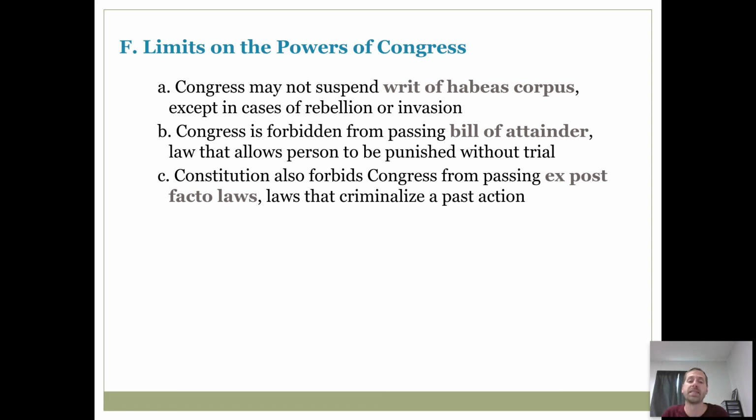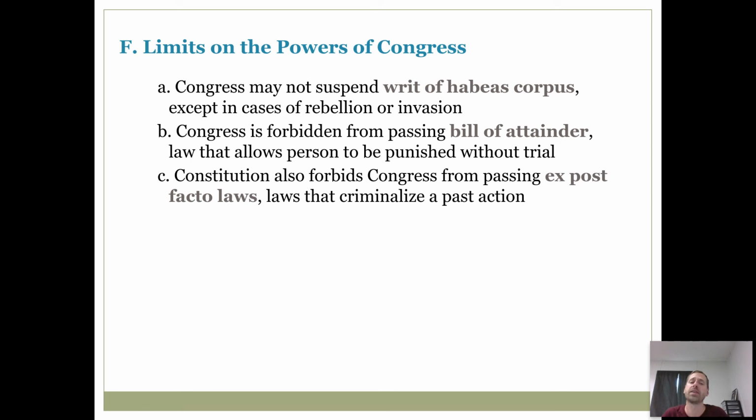Congress can't pass a bill of attainder. A bill of attainder is a law that declares someone or a group of people guilty without a trial. So Congress can't do this. Congress can't pass a law saying Mr. Schoenhardt is guilty of tax fraud and he's sentenced to 10 years in prison, and Congress passes it, the president signs it. They can't do that. It's a bill of attainder, and it's specifically denied in the Constitution.